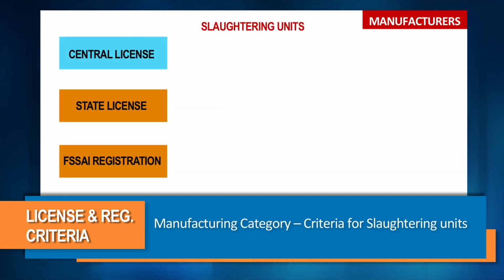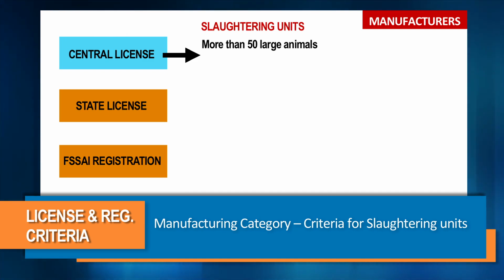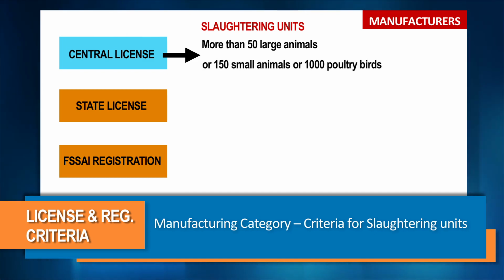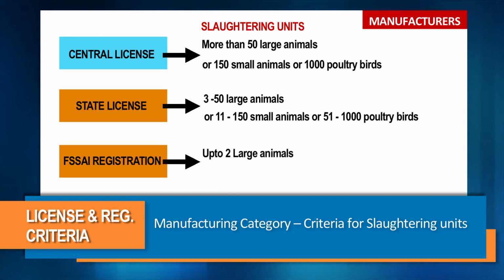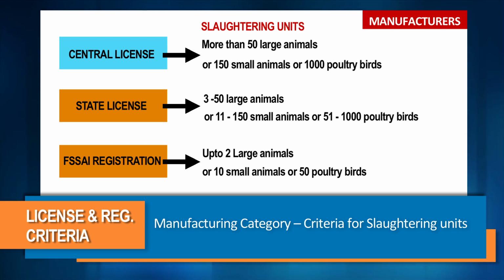The slaughtering units handling more than 50 large animals or 150 small animals or 1000 poultry birds fall under central license category. If handling 3 to 50 large animals or 11 to 150 small animals or 51 to 1000 poultry birds falls under state license category, and when handling up to 2 large animals or 10 small animals or 50 poultry birds falls under registration category.